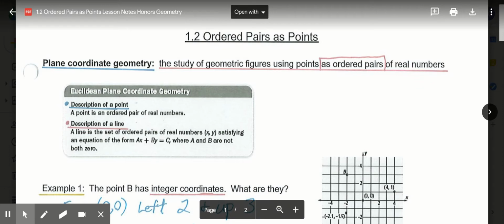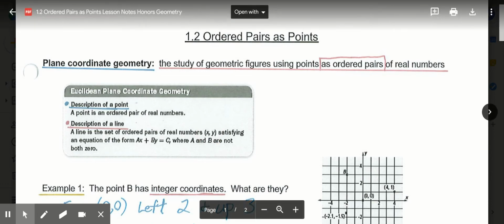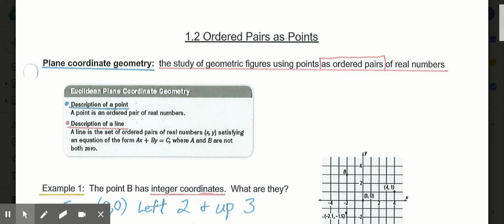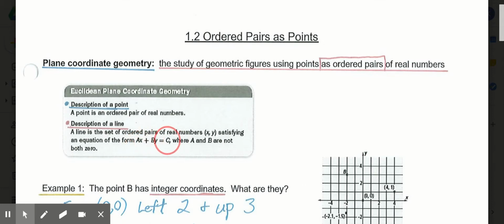Now the second one here, description of a line. A line is a set of ordered pairs of real numbers, x, y, coordinates, satisfying an equation of the form ax plus by equals c, where a and b are both not zero. So that's a really long definition or example of what's known as the standard form ax plus by equals c.